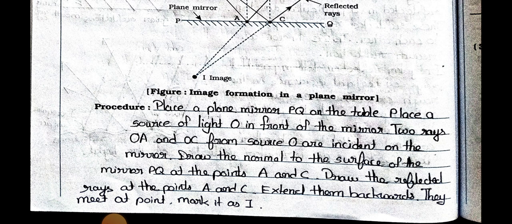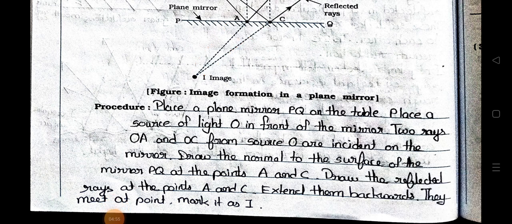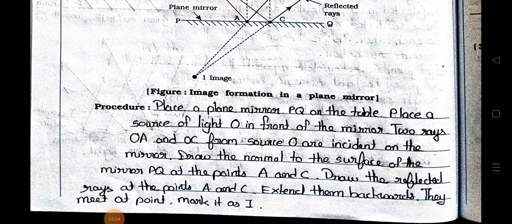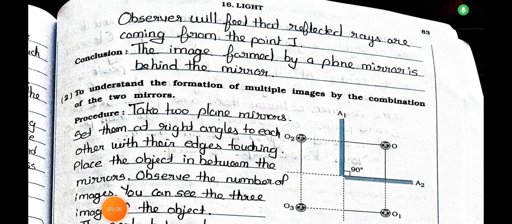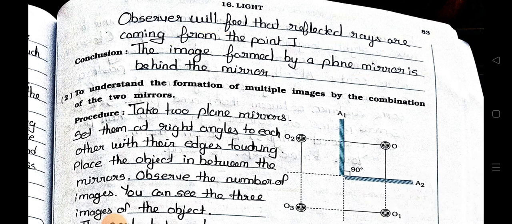Extend them backwards. Extend them backwards means here. They meet at a point, mark it as eye. This is a meeting point and it's marked as an eye. It's an image. Now, the observer will feel that the reflected rays are coming from the point eye. Conclusion is that the image formed by a plane mirror is behind the mirror.